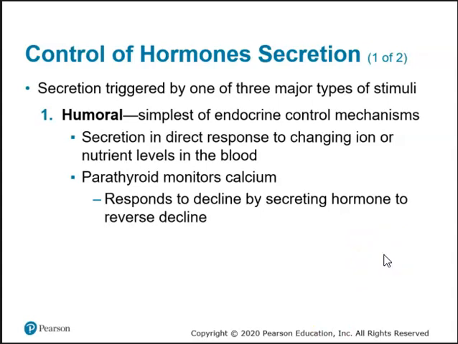With regards to control of hormone secretion, secretion is triggered by one of three major types of stimuli. You have humoral. Humoral stimuli is the simplest of endocrine control mechanisms. You basically have secretion in direct response to changing ions or nutrient levels in the blood. For example, the parathyroid gland monitors the amount of calcium in the body, and it will respond to a decrease of calcium by secreting a specific hormone to counteract that decrease in calcium.